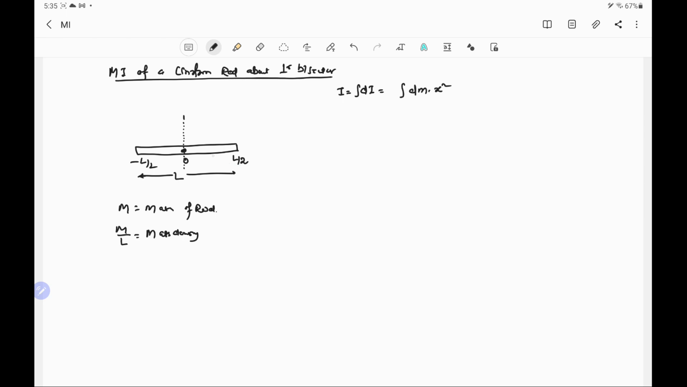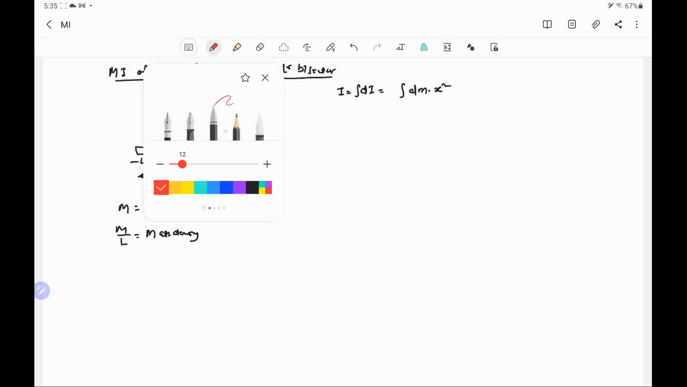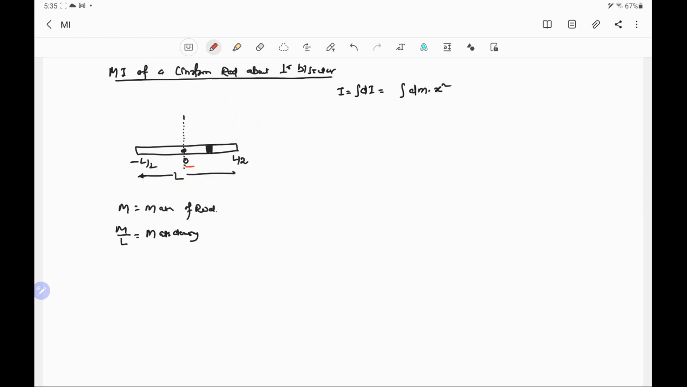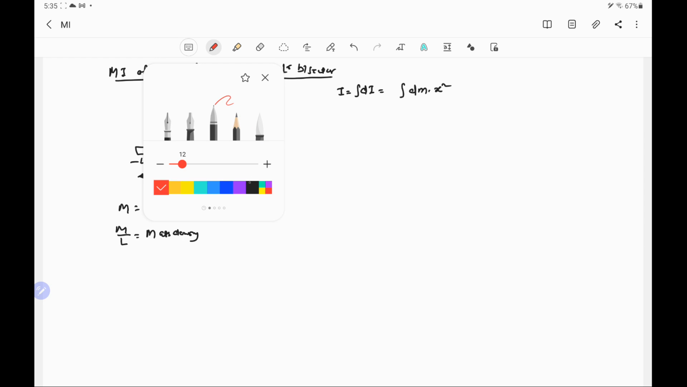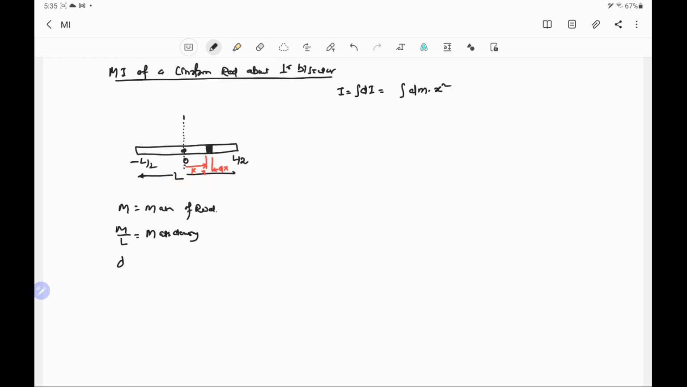To use the method of integration, we take an elementary length so that we can have an elementary mass. So this elementary length is at distance say x, and the length of this elementary part is dx. So dm, that is the mass of the elementary length dx, is mass density multiplied by the length of elementary part. So it is m by L into dx.